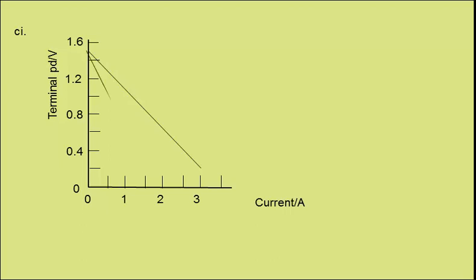Well, this will have twice the gradient. We need to label this A. For part 2, we need to add a line showing a cell with the same EMF but negligible internal resistance. Well, this will be a horizontal line, and we label this B.